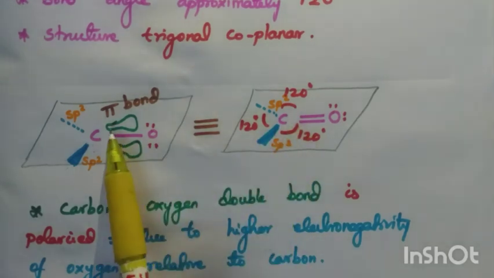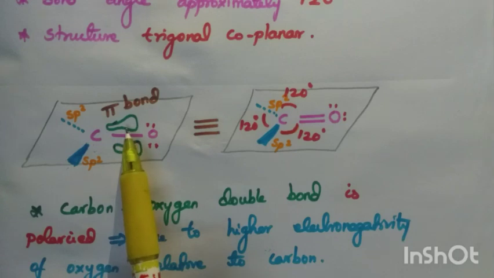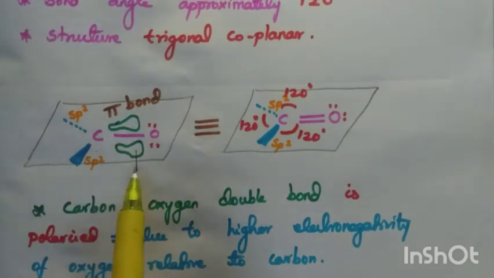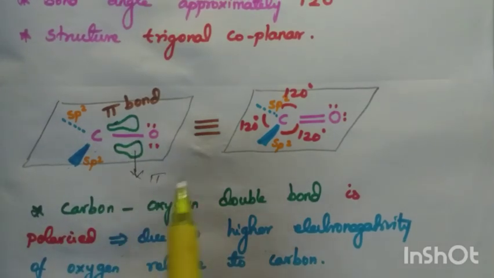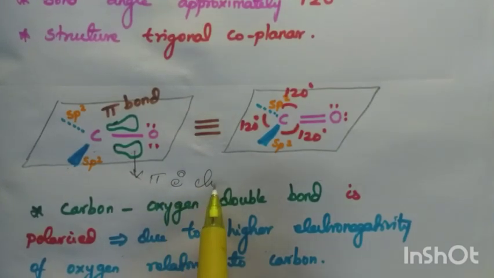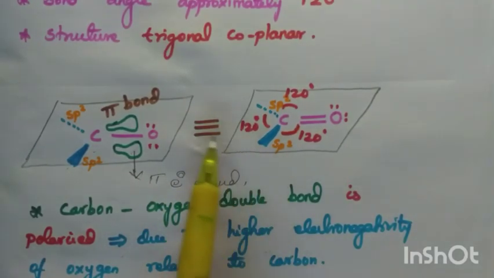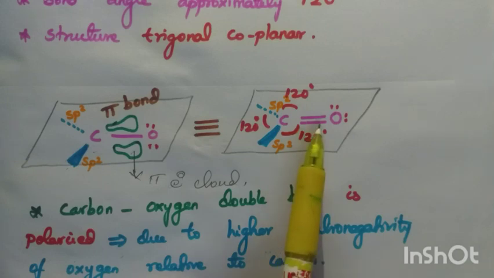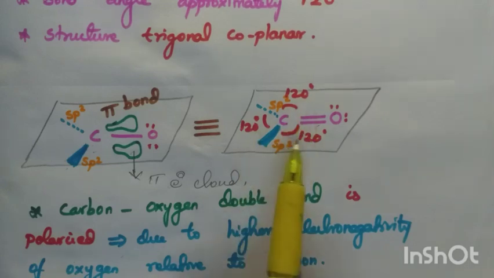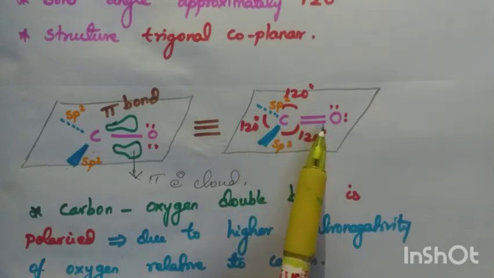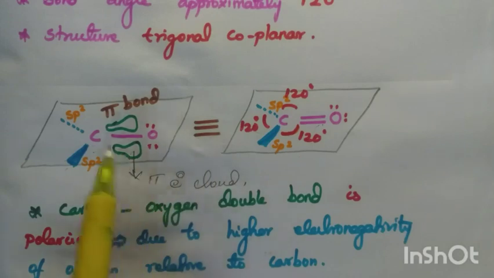So now the pi bond is forming, this represents the pi electron cloud, and this structure is equivalent to this. Now the pi bond is formed. So this is 120 degrees, 120 degrees, 120 degrees. This is the double bond. The pi bond is formed now. Already we have one sigma bond.